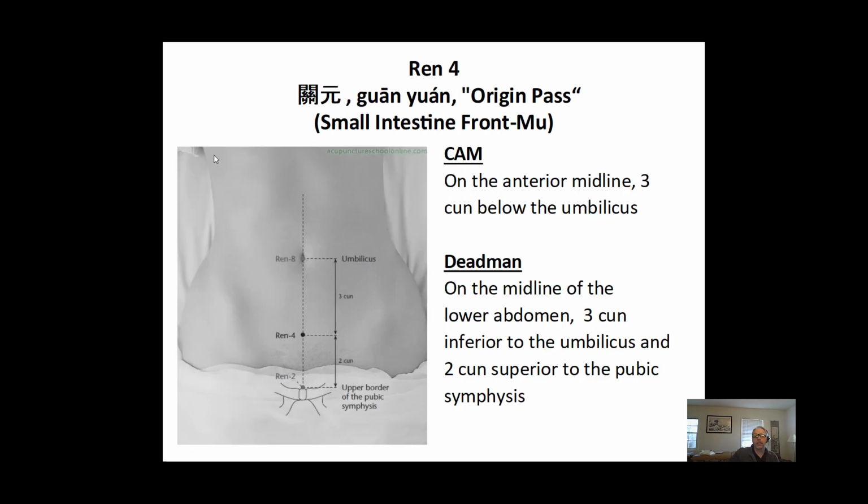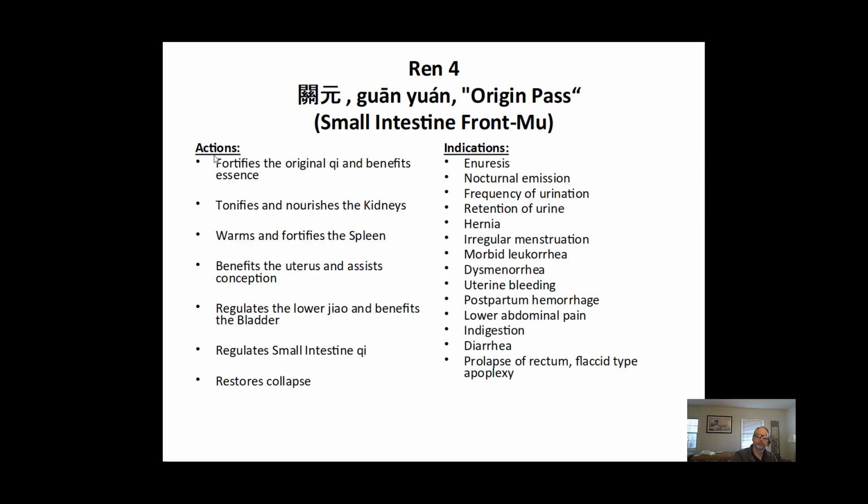Ren 4 is the front mu point of the small intestine. It's 2 cun up from Ren 2, or 3 cun down from the umbilicus. Fortifies the original qi and benefits essence. Tonifies and nourishes the kidneys, warms and fortifies the spleen, benefits the uterus to assist in conception.